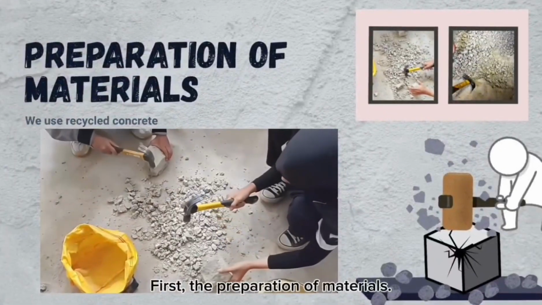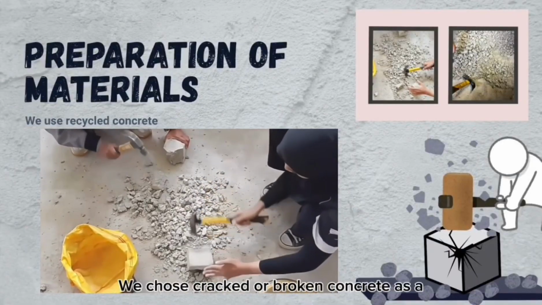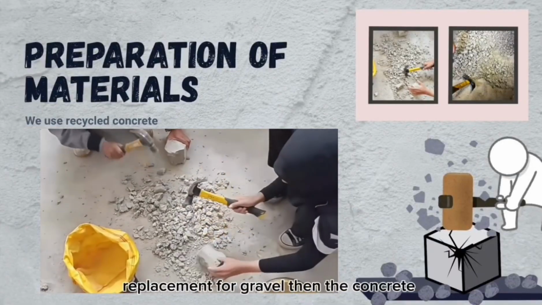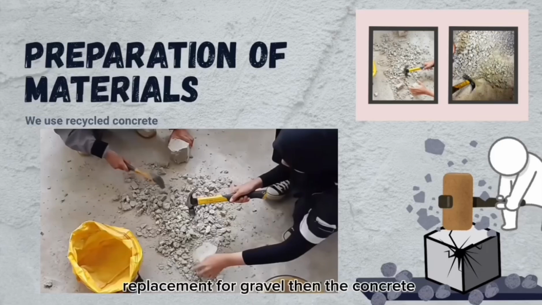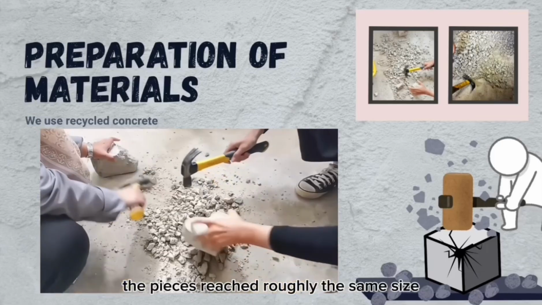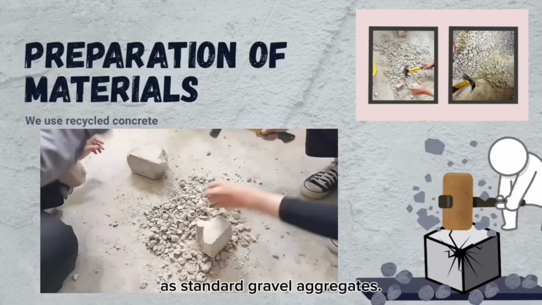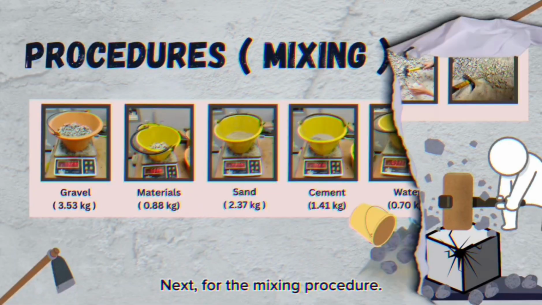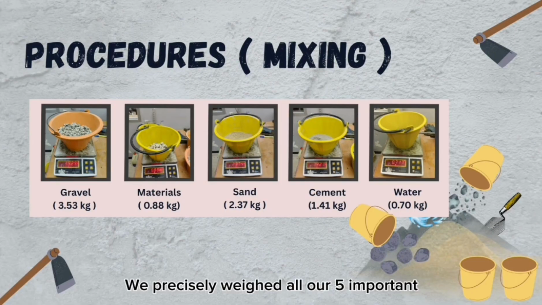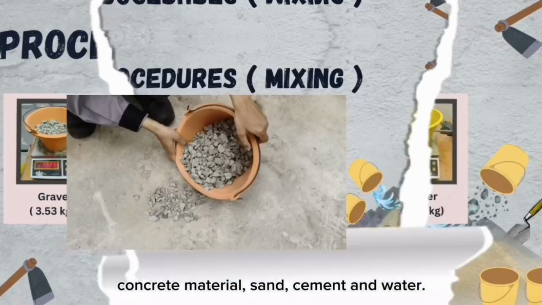First, the preparation of materials. We use recycled concrete. We chose cracked or broken concrete as a replacement for gravel. Then the concrete was manually crushed using a hammer until the pieces reached roughly the same size as standard gravel aggregates. Next, for the mixing procedure, we precisely weighed all our 5 important components, which are gravel, recycled concrete material, sand, cement, and water.